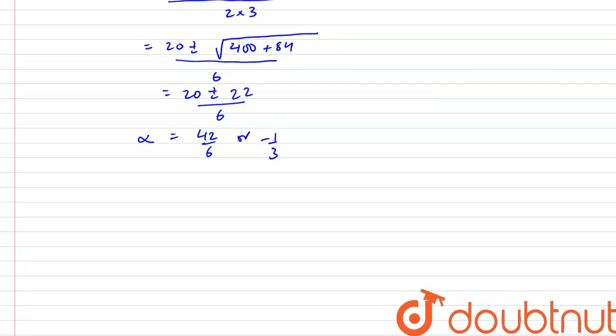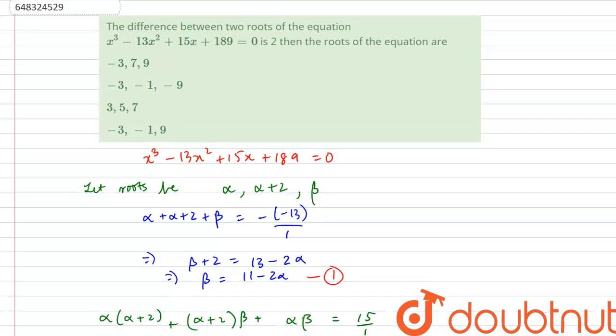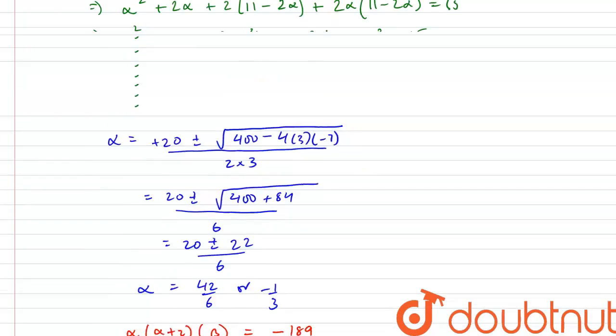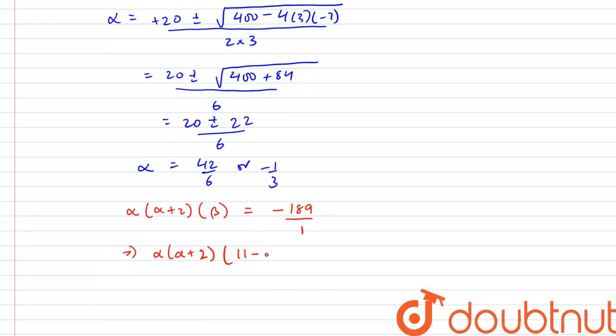Now the other condition that we also know is that the product of all the three roots should be equal to minus the constant term divided by a, right? So we know that alpha into alpha plus 2 into beta should be equal to minus 189 divided by 1, the negative of the constant term divided by 1. So this will give us that alpha into alpha plus 2 into beta, remember, beta is equal to 11 minus 2 alpha, right? So 11 minus 2 alpha, this should be equal to minus 189. So this equation helps us to eliminate one of the values of alpha. The first value is simply equal to 7 or minus 1 by 3. This is just 7. So let us check which value of alpha satisfies this equation also.